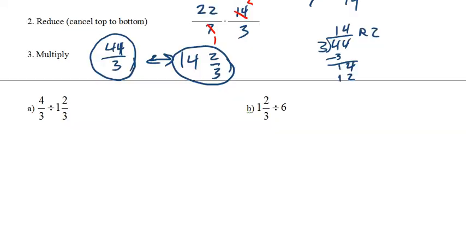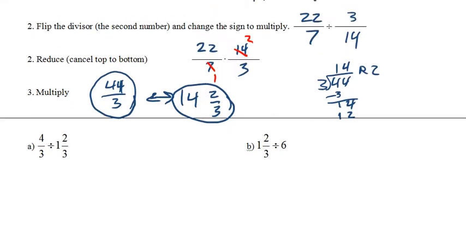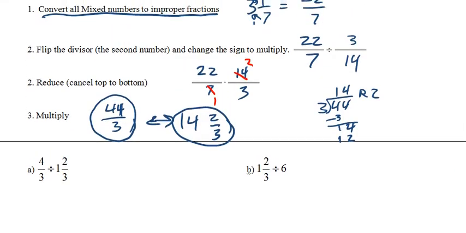Alright, so give them a shot. You're going to take each of these, convert the mixed numbers into improper fractions, and then flip the divisor, reduce, and multiply. Those are your steps. And if you forget them, they're all 3 right there. Wow, there's 4 steps. I messed up there. 1, 2, 3, 4. So you're going to convert, flip, reduce, and multiply. Hit pause now and give them a shot.